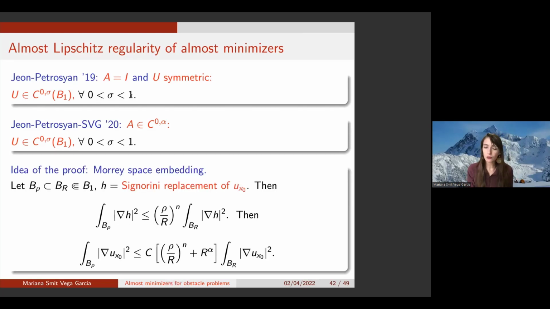And again, the idea of the proof does follow what Anzellotti does. So we looked at these Signorini replacements instead of looking at harmonic replacements. We had to use estimates for H itself that were true for solutions of the Signorini problem, minimizers, and extract, let's say, similar estimates for the almost minimizers, in which we have errors, of course.